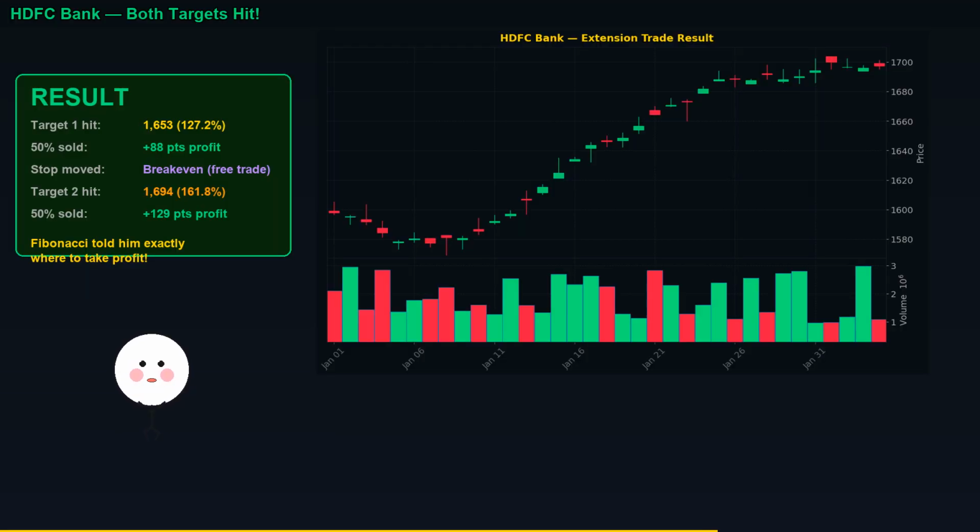HDFC Bank bounces from the retracement and starts climbing. 1600, 1620, 1640. Then it reaches 1653. The 127.2% extension. Rahul sells half. Profit booked. The stock continues. 1660, 1680, then 1694. The 161.8% extension. Rahul exits the rest. First half, 88 points on 50%. Second half, 129 points on 50%. Both targets hit. Fibonacci told him exactly where to take profit.